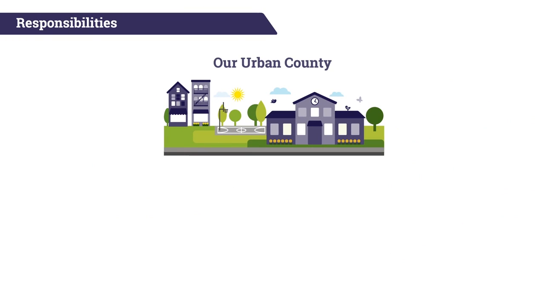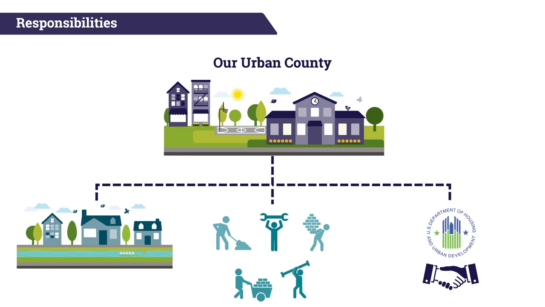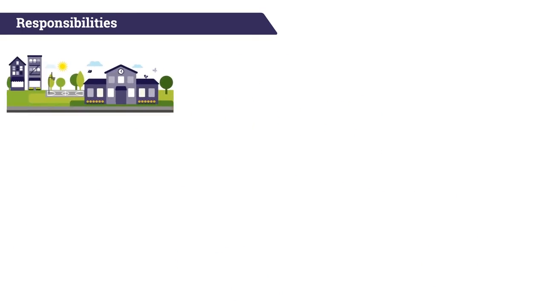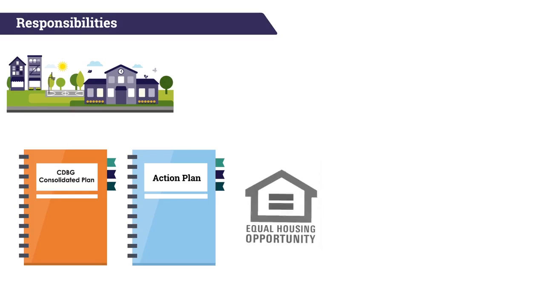Once designated an urban county, county governments must monitor and oversee the implementation of all participating communities' programs, offer technical assistance, and maintain a direct relationship with HUD. The county is responsible for preparing the consolidated plan and the action plan, as well as meeting the requirements of the Affirmatively Furthering Fair Housing Final Rule published by HUD on July 16, 2015.